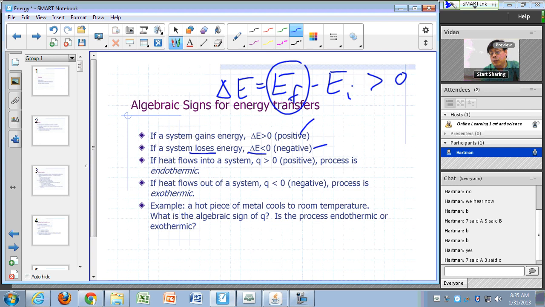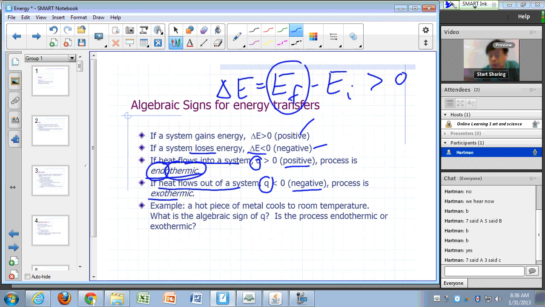Similarly, if heat flows into the system, we assign a positive value for Q. Q is our symbol for heat, and we say that the process is endothermic. Endo means going in, thermic means heat, so heat going in. If heat flows out of your system, then that means it's losing energy, so we assign a negative value for heat, and again, Q is our symbol for heat, and the process we say is exothermic.